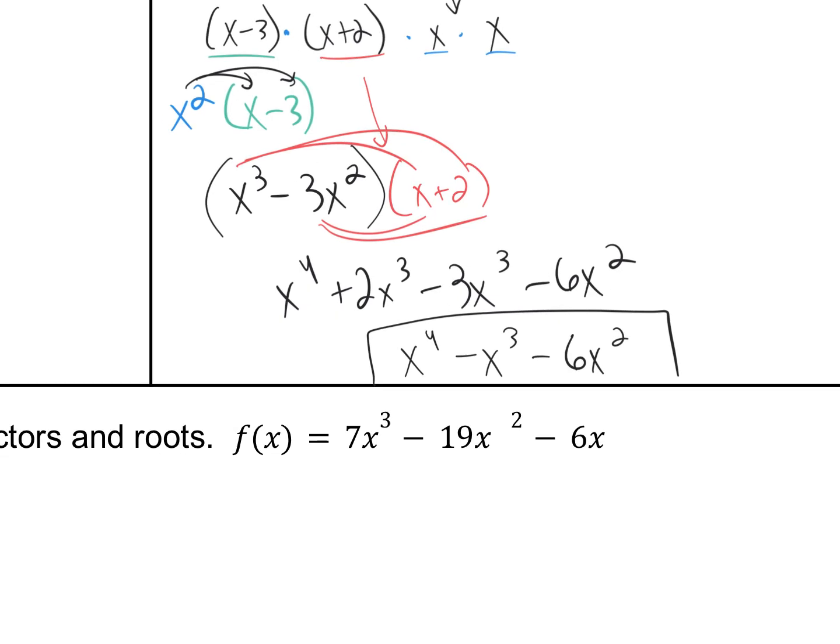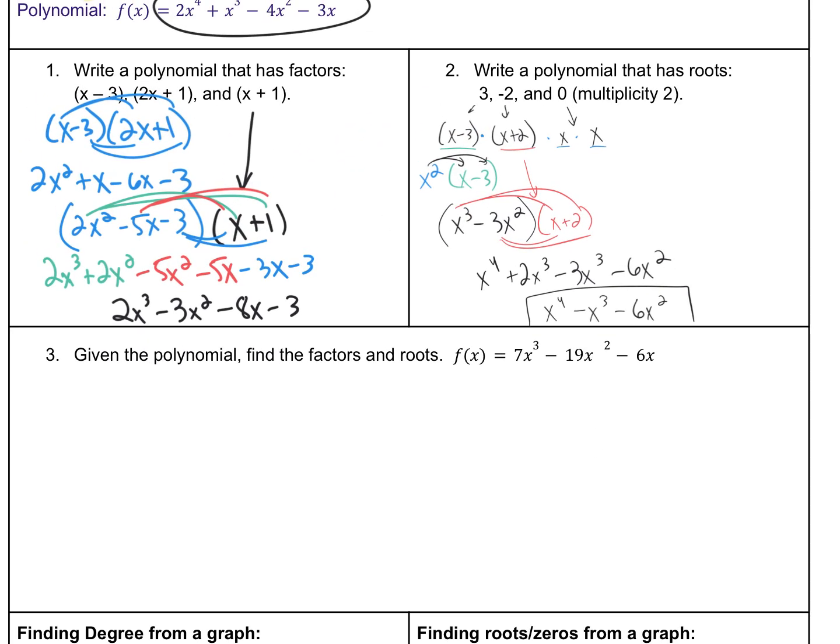So the last little example here on the front, this time we're given the polynomial and asked to work backwards, find the factors, and then take those factors, set them equal to 0 to find the roots. So looking at factoring methods from last unit, we're going to take our polynomial here and try to get it factored.